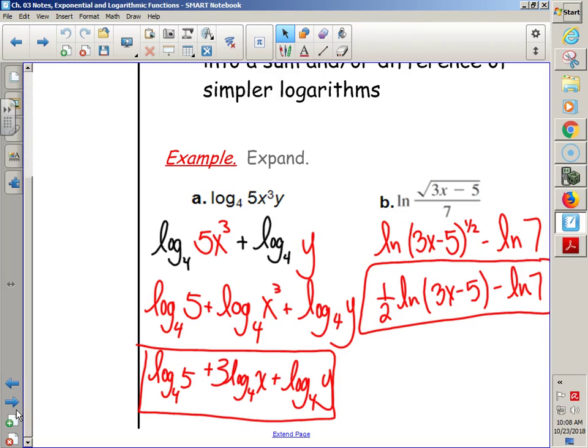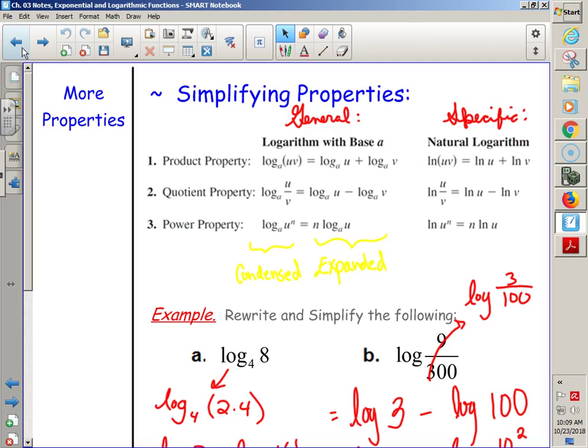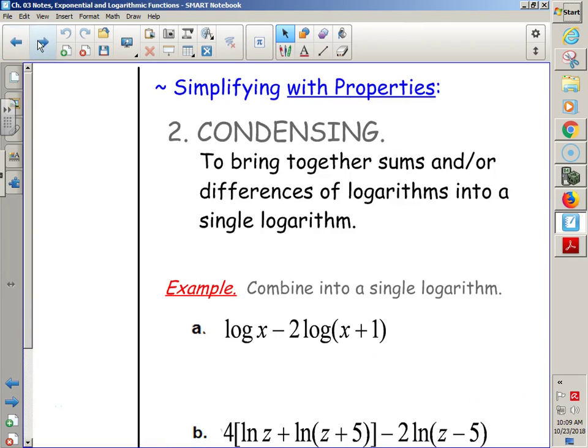But here was the last thing we talked about yesterday. When we see subtraction in a condensed form, can we expand that? Yes or no? No. Look at your properties. There is no way of expanding subtraction inside. In all of our properties, there's absolutely no subtraction that can be expanded. Okay? That brings us to, well, if we're not expanding, I guess we're condensing.